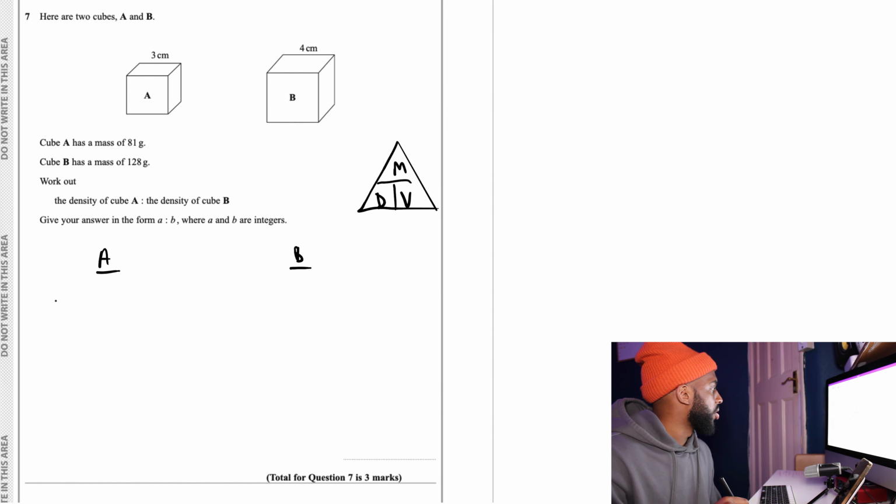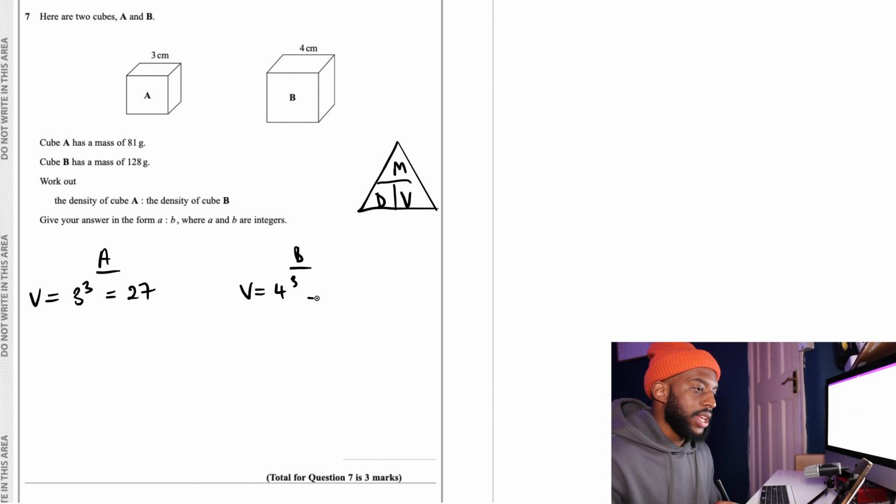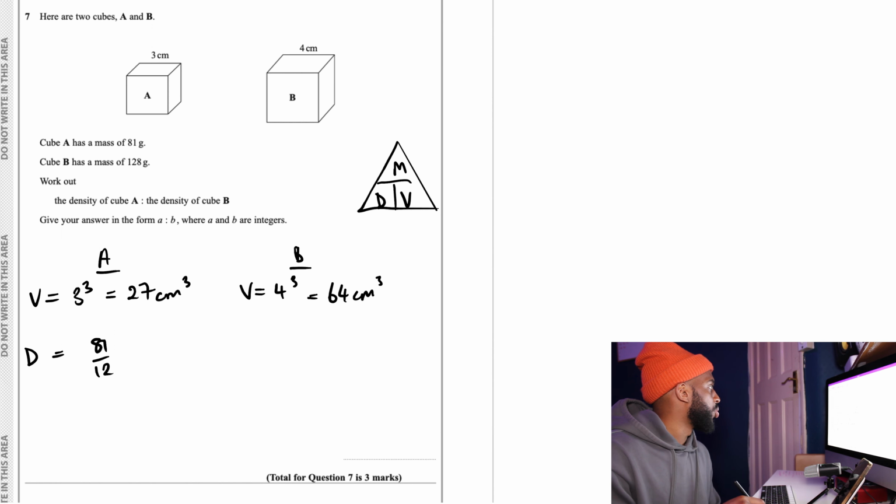But first of all, cube A, let's put it over there, cube B over here. Let's work out the volume. So the volume of cube A is going to be 3 cubed, which equals 27. Volume of B is going to be 4 cubed, and that equals 64. Let me just put the units in. Next, we're going to work out the density, because now we have the volume and we have the mass. So density equals mass divided by volume. So for cube A, it's going to be 81 divided by 27. We get 3.